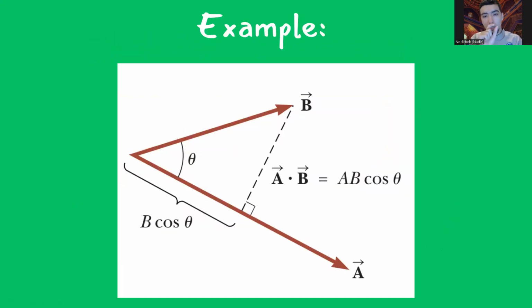You can replace the B vector with the force vector and the A vector with the displacement vector. For the force vector to be on the same horizontal line as the displacement vector, we actually need to multiply by cosine theta.